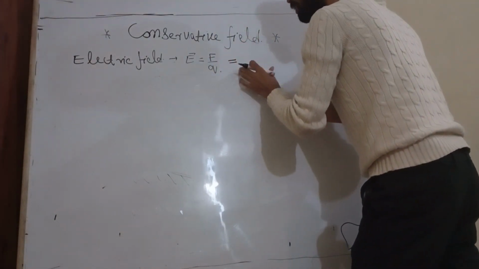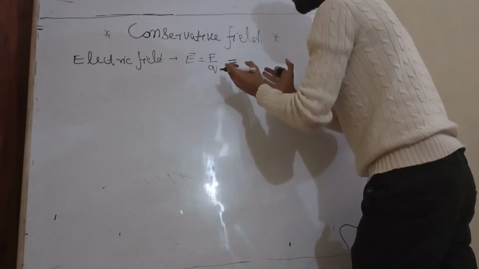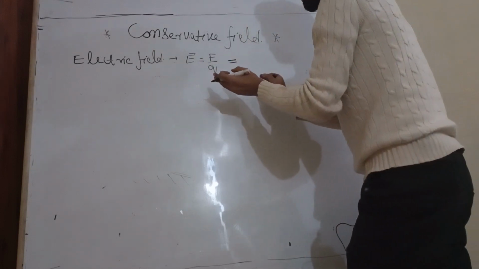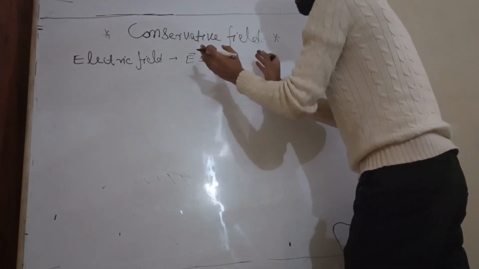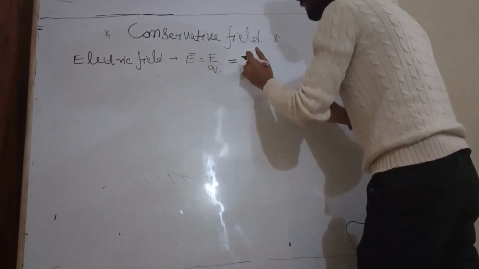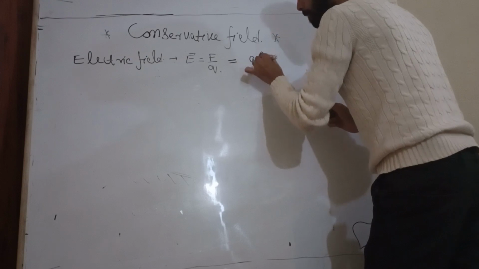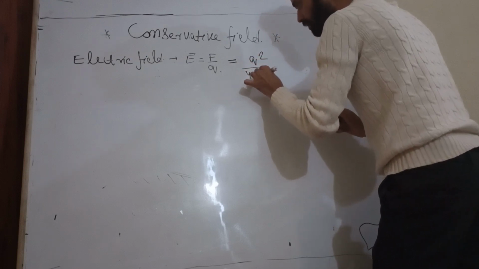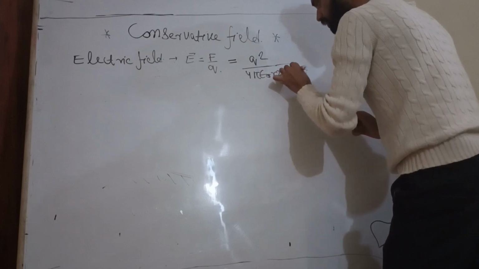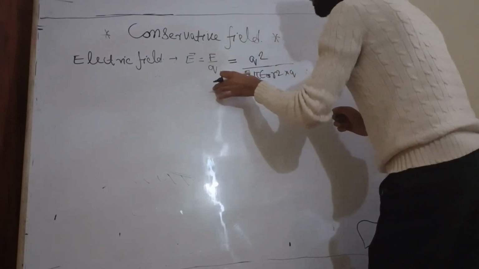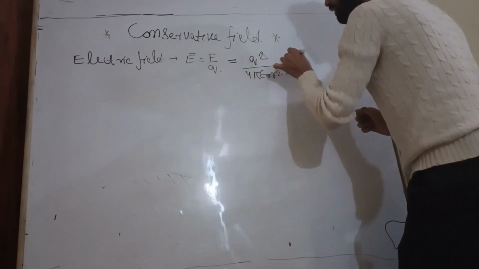As we know, force means force between particles, that is, charged particles. If a force exists between two charged particles, that is q square by 4 pi epsilon r square. So this force per unit charge will give us what?